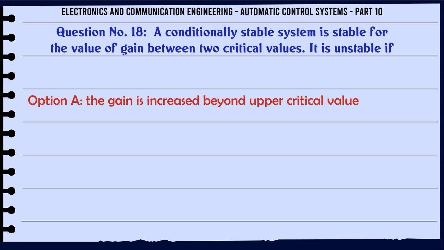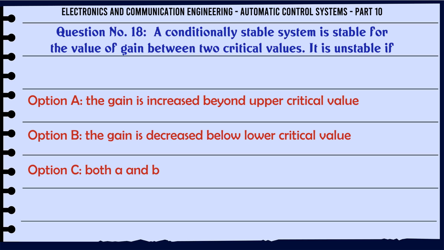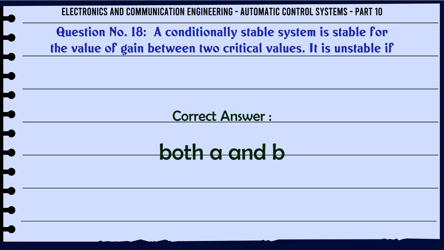A conditionally stable system is stable for the value of gain between two critical values. It is unstable if A, the gain is increased beyond upper critical value, B, the gain is decreased below lower critical value, C, both A and B, D, none of the above. The correct answer is both A and B.